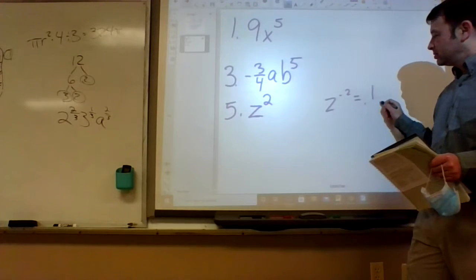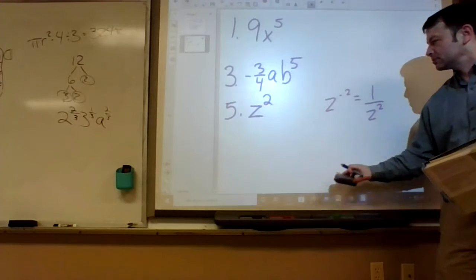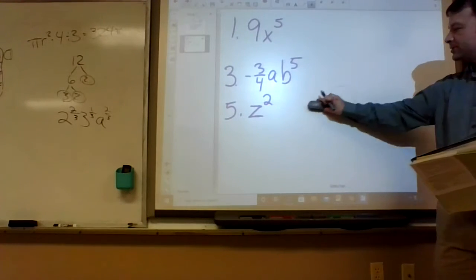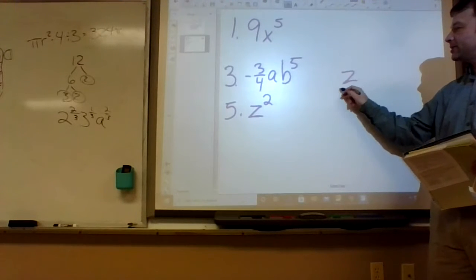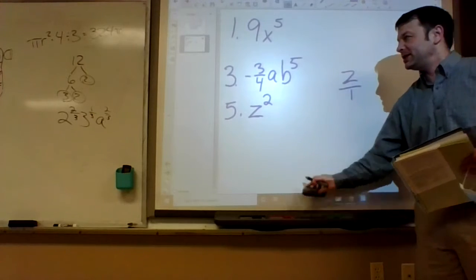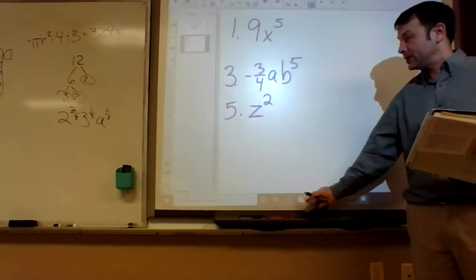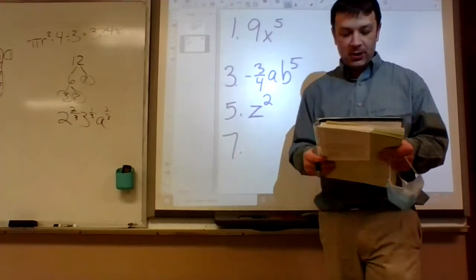Just 1 over z squared. Okay. Good job. You just flip it to the other side. If I just say z, that's automatically on the top, because that's like z over 1, right? So if it just says z, that means it's on the top right now.